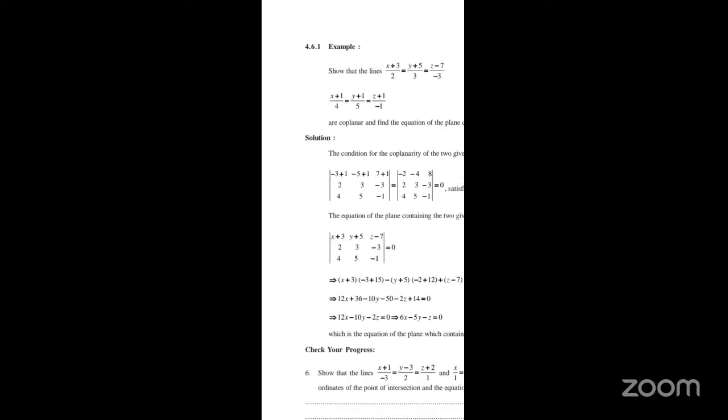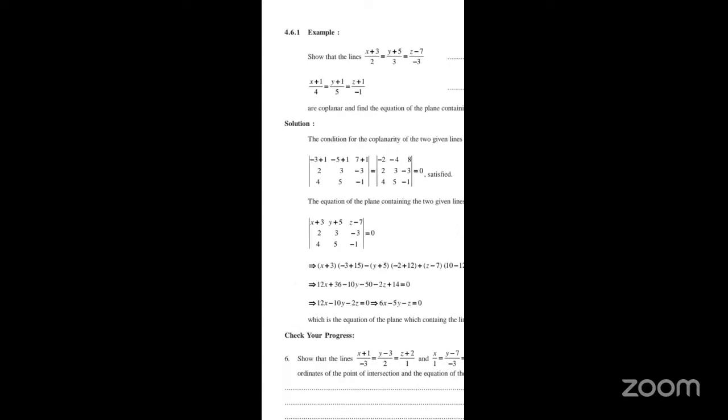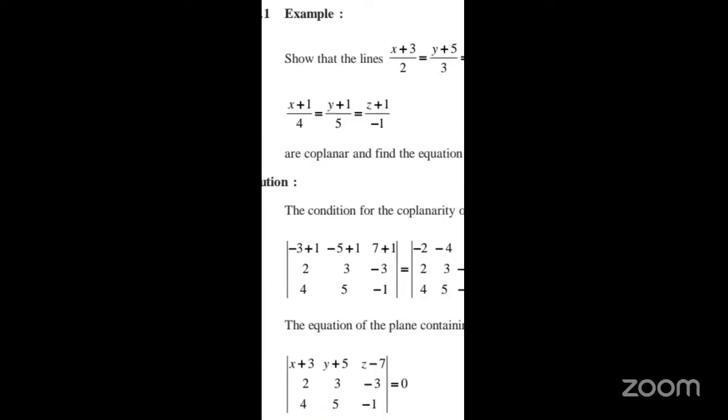You have to see this problem. Show that the two lines are coplanar, and find the equation of the plane containing them. So this problem is very important. First of all, write the given equations, and according to these lines, substitute in the coplanarity condition. The determinant of x2 minus x1, y2 minus y1, z2 minus z1 is -3, -5, -3, then -5, 7, and the second line is -1, -1, -1.